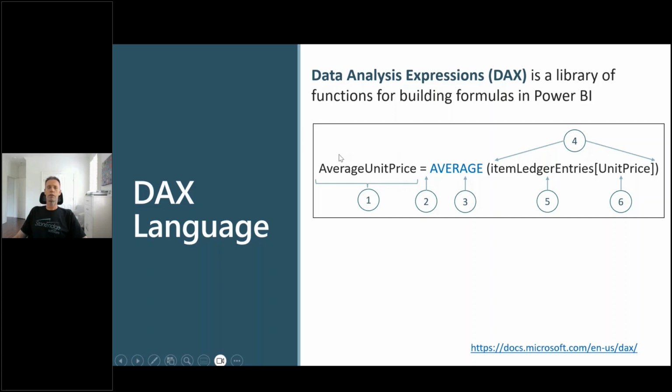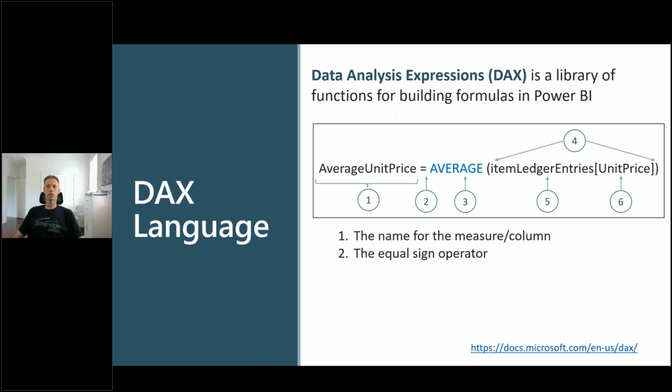So it starts with the measure, how you want to call your measure, right? So in this case, I created a measure for calculating the average unit price of the unit price in the item ledger entries, which is, by the way, already a calculated field. So I can use measures inside other measures. I'm using the function average in my DAX expression. Sorry, I skipped the equal sign, but obviously that's just the operator.